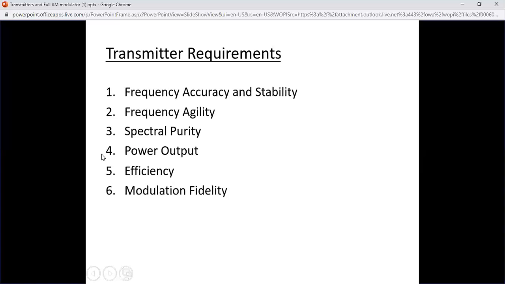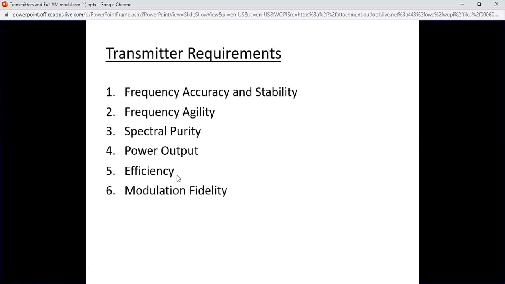The fourth requirement is the power output. The power output of the transmitter is measured depending on the modulation used. For full carrier AM transmitters, it's done in terms of carrier power, where peak envelope power is used. And for FM transmitters, they are rated in terms of the total power output.